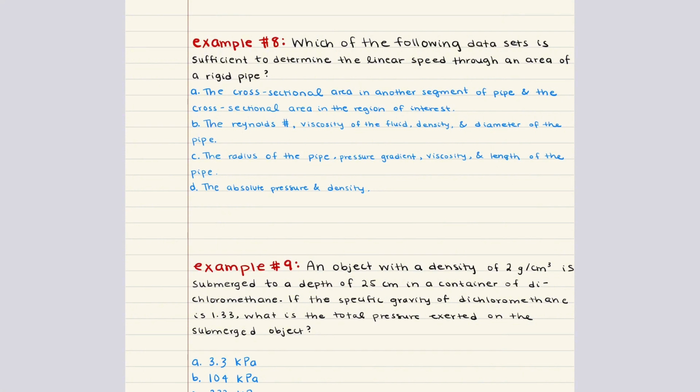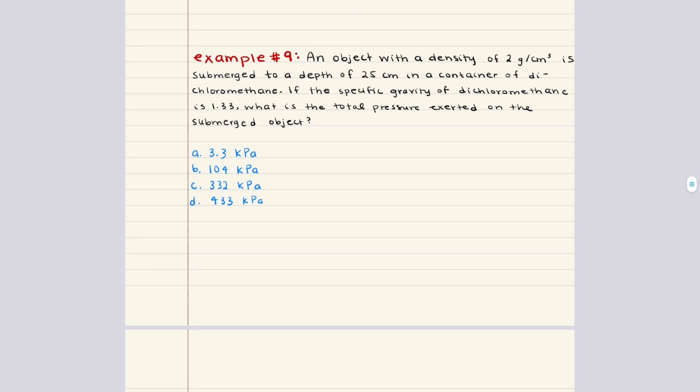So C is the correct answer, but let's work through D as well. D says the absolute pressure and density. This data could be used to determine the depth of an object in a fluid, but not enough to determine the linear speed through an area of a rigid pipe. So again, the correct answer for problem 8 is answer choice C. Let's tackle problem 9 next.